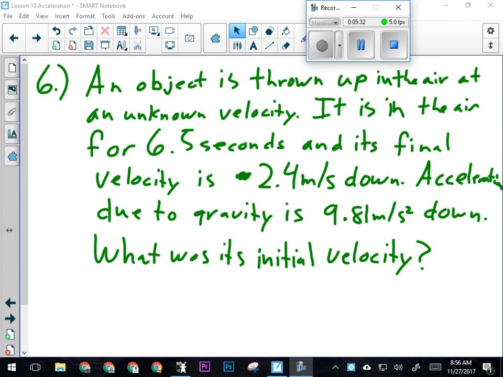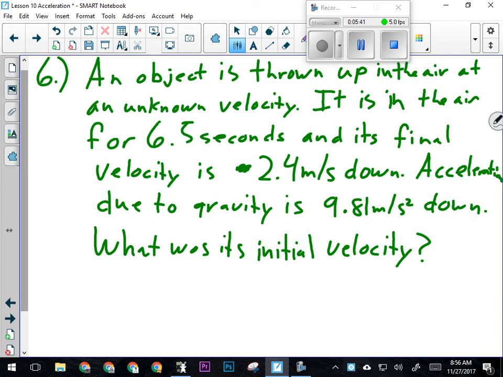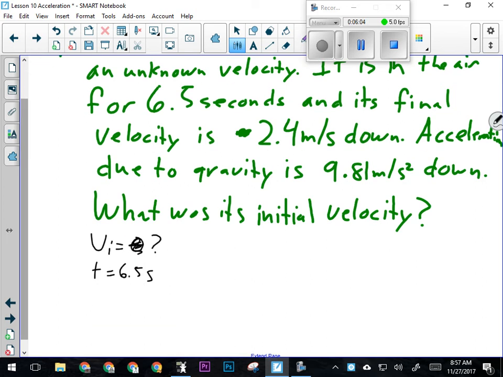Okay, so from walking around, it looks like we still need a little bit more practice with the manipulation, that's what today is all about anyway. So let's have a look at what our givens are first in this one. An object is thrown up, so that's vertically up, straight up in the air at an unknown velocity. That means VI is, sorry, not zero, but a question mark. We don't know what it is. It's in the air for 6.5 seconds, and its final velocity is 2.4 meters per second down.